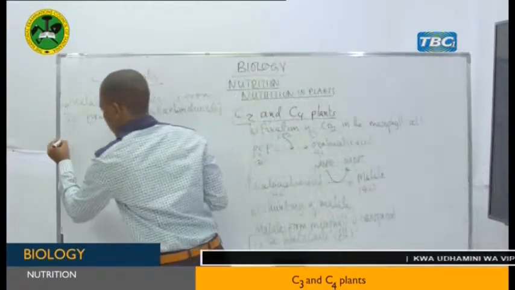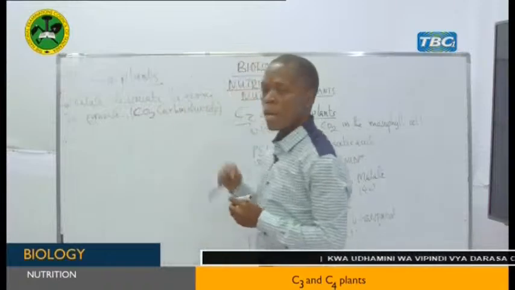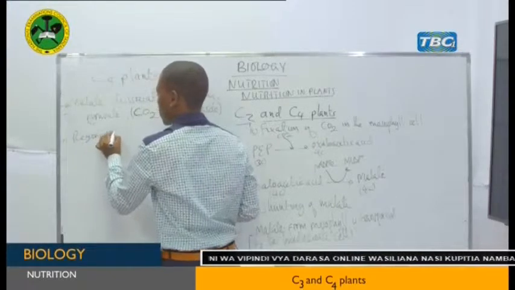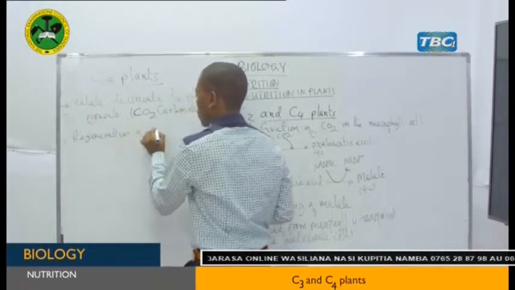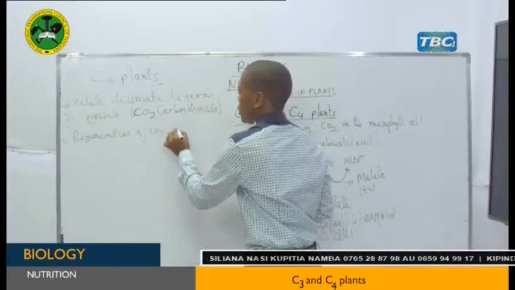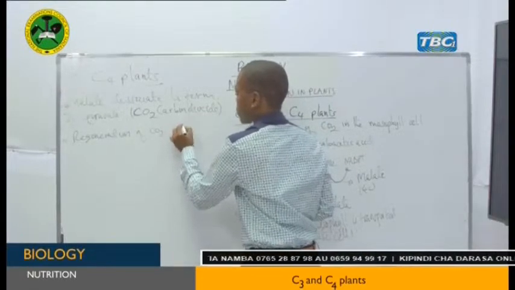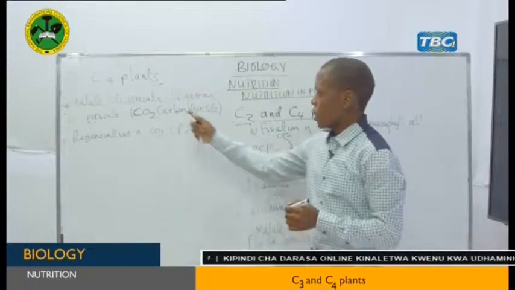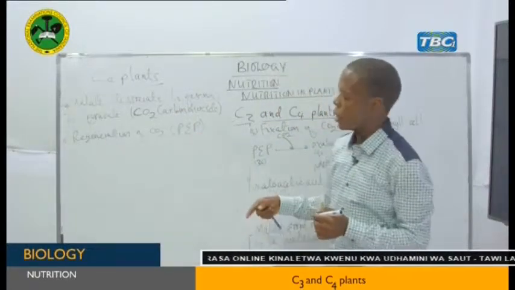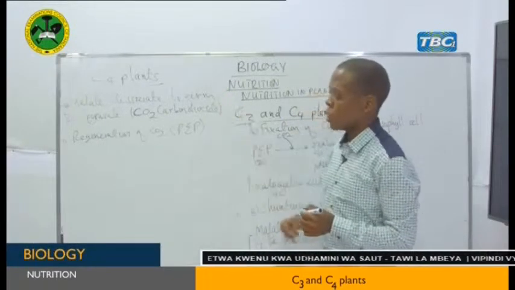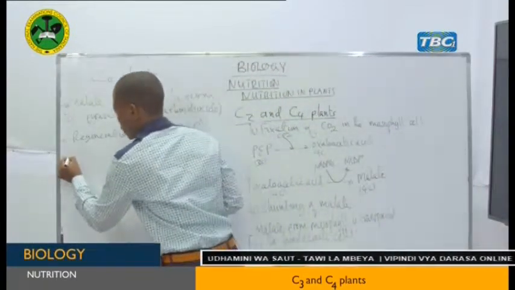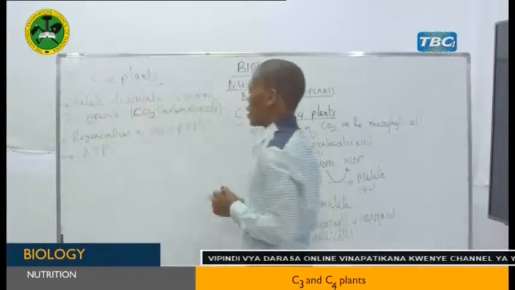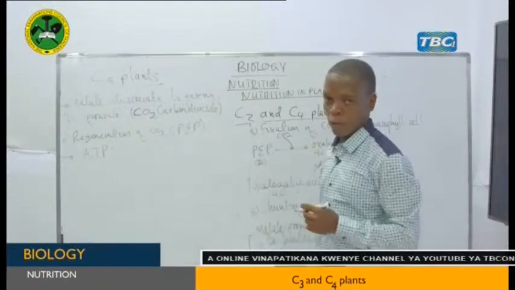Therefore, the third stage, as you have said, is regeneration of the carbon dioxide acceptor, called PEP. The pyruvate is transported back, but during regeneration of this, there is energy from ATP. ATP is used here to regenerate phosphoenol pyruvate.